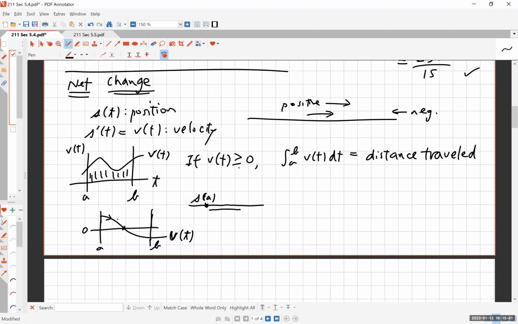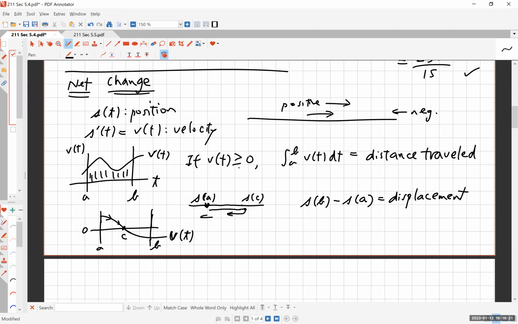And then the velocity starts to decrease, so it slows down until at this point, S of C, the velocity is 0, and then after that the velocity becomes negative, so it starts to go this way, right? And then somewhere S of B is going to end up over here. Maybe before you get back to S of A, maybe more than that. So S of B minus S of A is known as the displacement. Okay. And in fact, it could be 0.